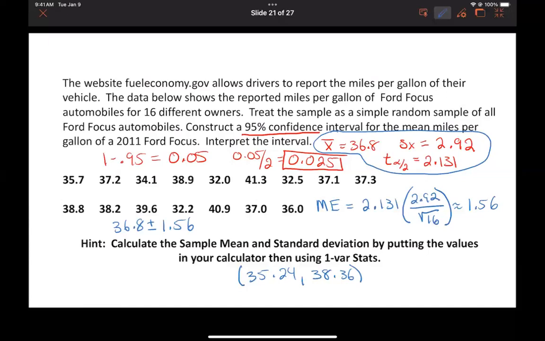And I don't think that it's asking you to write out your conclusions so much. I don't know. I don't remember. But if you just say something about being 95% confident that the average miles per gallon is between those two values, or if you said 36.8 plus or minus 1.56, I will accept that.